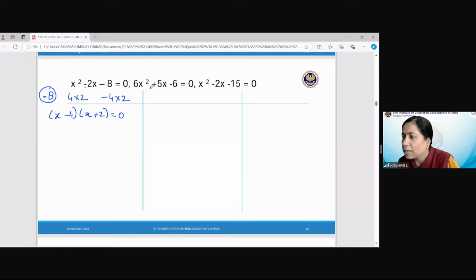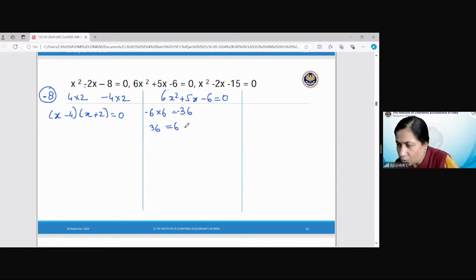Okay. Here what will happen? 6x square plus 5x minus 6 is equal to 0. So 6 into 6, A into C, that is equal to 36. What can the factors of 36 be? Here we have a minus 6, so you have a minus 36. What are the factors of 36? 6 into 6, 18 into 2, and 9 into 4.